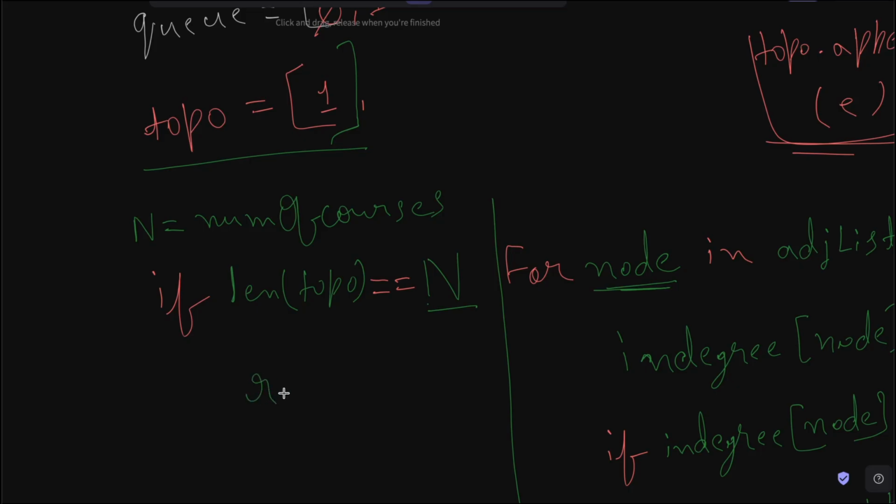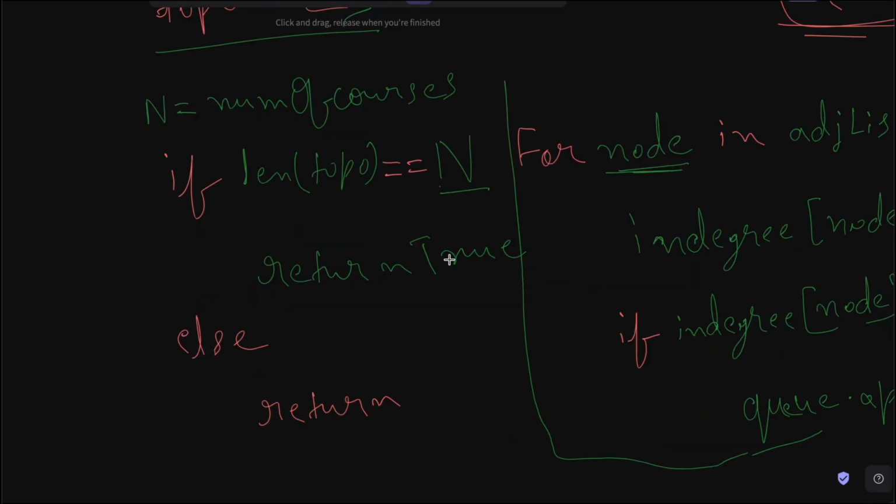So we can simply return true. Otherwise, if the topo sort is less than n, we know that we found a cycle, and that's why we had to stop the BFS in the middle of creating this topological sort. And so we know that we can simply return false.